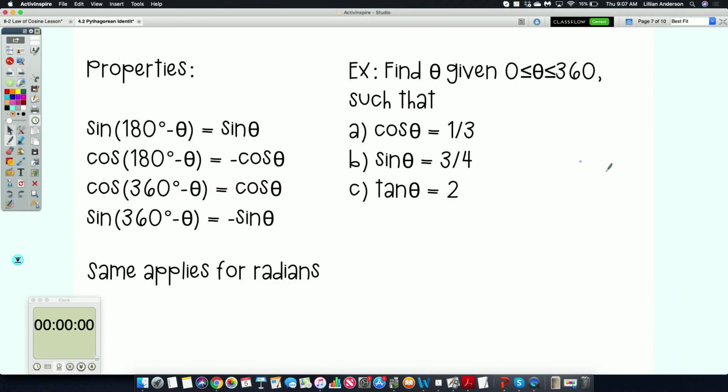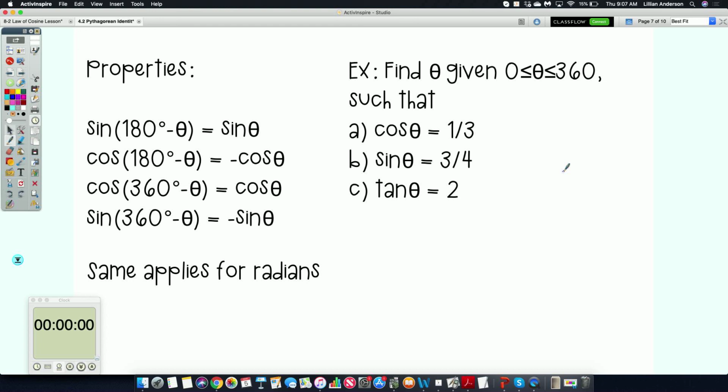All right, so let's talk about a few properties when it comes to finding angles, okay? When we look at the unit circle, the sign or the value of sine in the first and second quadrant are the same. That's why the sine of 180 degrees minus theta is the exact same as the sine of theta. In the first and second quadrant, cosine is positive in the first, negative in the second. That's why when you do cosine 180 minus theta, it equals a negative cosine theta.